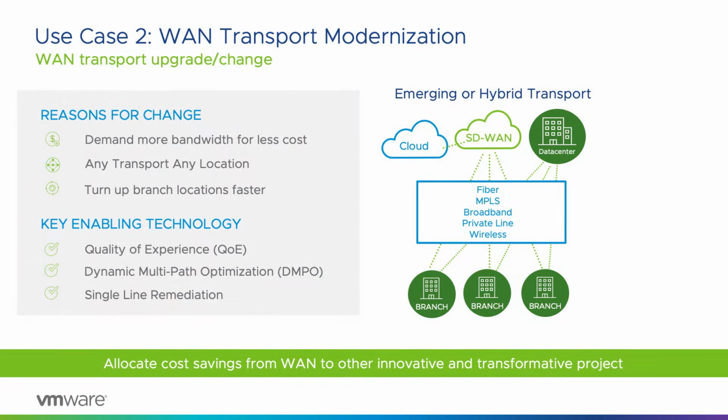Customers are looking to modernize their transport. And what I mean by that is, as you're adopting new cloud applications, your bandwidth needs tend to increase. Now, if you're running all of that over an MPLS network or a private line, we all know that increasing that bandwidth on a private line can be pretty expensive.